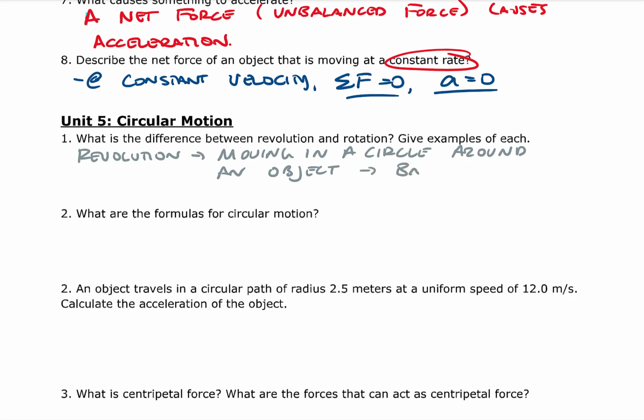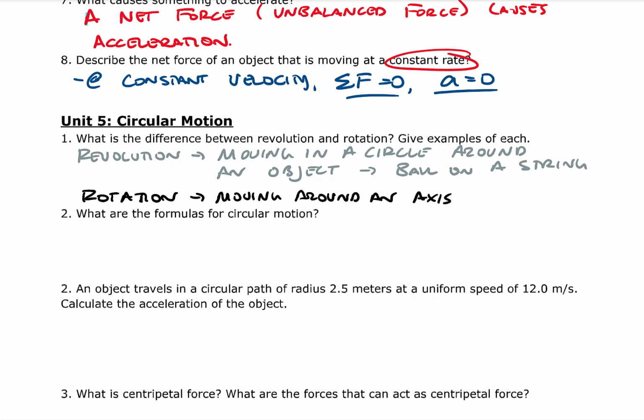This would be like a ball on a string. And then a rotation would be moving around an axis. This would be like a spinning top.